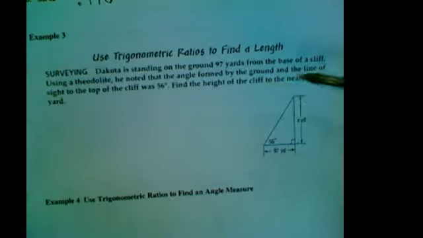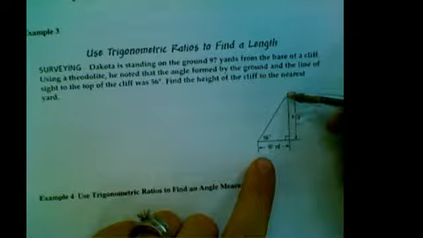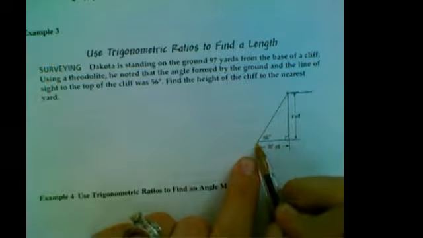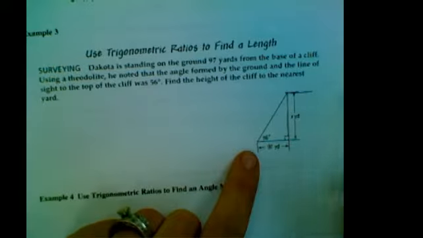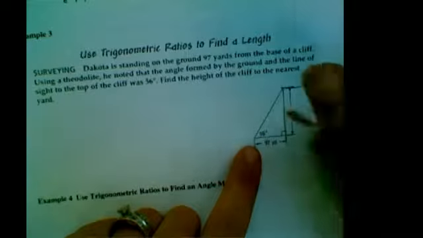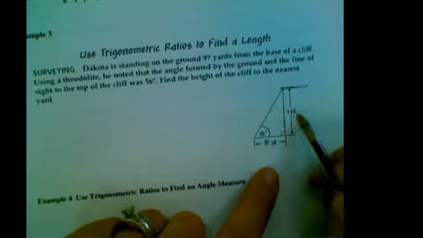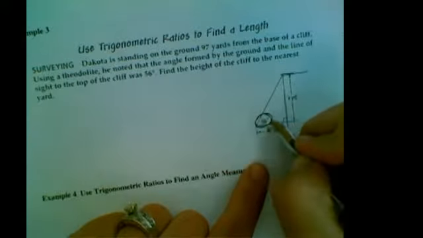Dakota is standing on the ground 97 yards from the base of a cliff. So right here is the cliff. If you see it up there, here's the base, and he's standing 97 yards from the base. He goes ahead and measures the angle formed by the ground, and he decides that it is 56 degrees. Find the height of the cliff to the nearest yard. So you always want to use the angle that I give you.